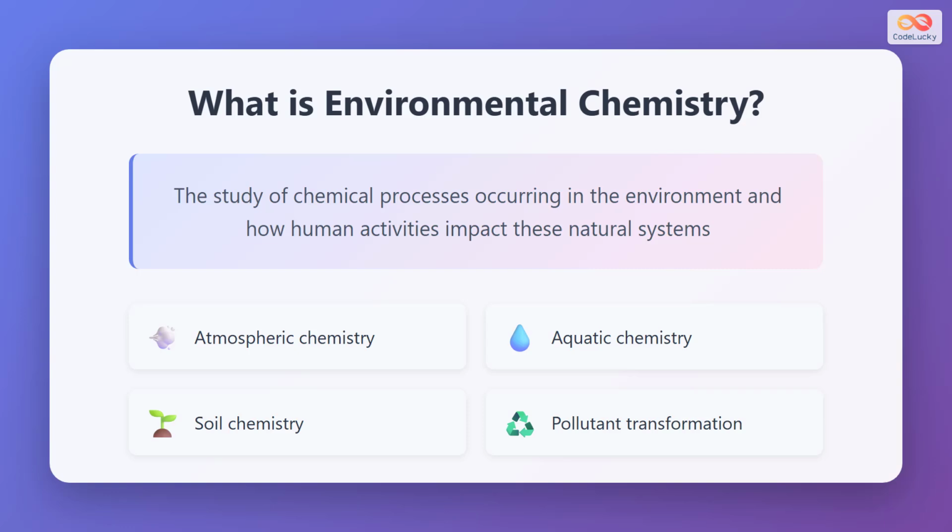Third, soil chemistry investigates chemical interactions in terrestrial environments. Finally, pollutant transformation studies how harmful substances change and move through different environmental compartments. By understanding these areas, scientists can develop strategies to prevent pollution and restore damaged ecosystems.